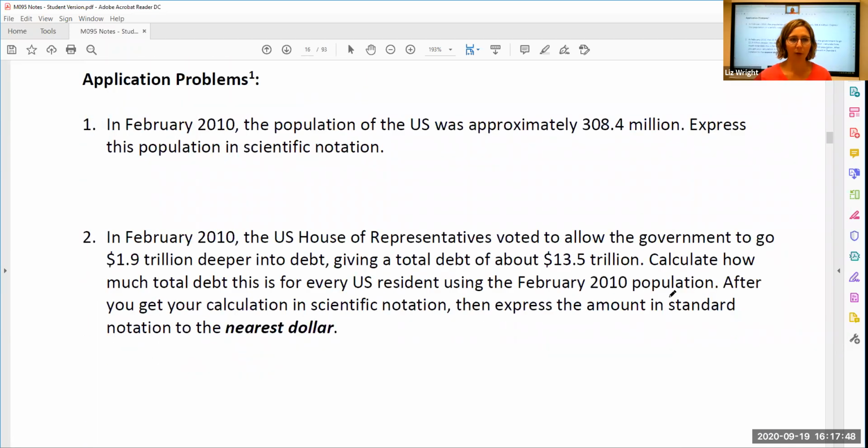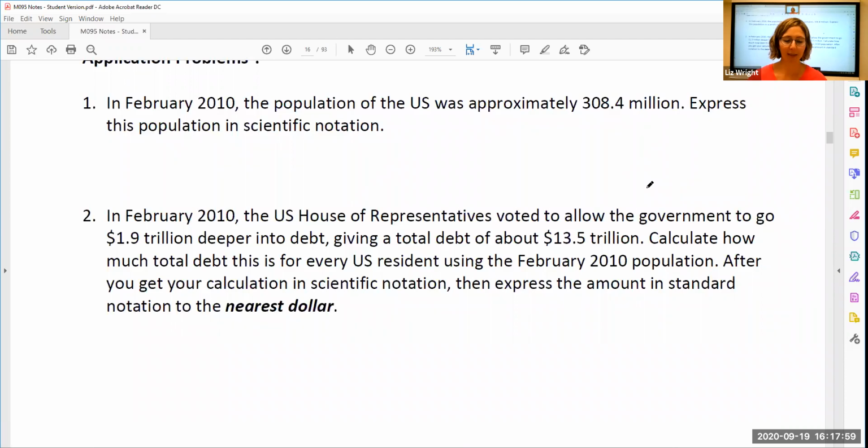All right, so we're going to look at these application problems. I'm at least going to get you started on them. So here it says, in February 2010, the population of the US was approximately 308.4 million. Express this population in scientific notation. So let's first write that out. 308.4 million, so that's going to be 308,400,000. So now take that number and move it into scientific notation.